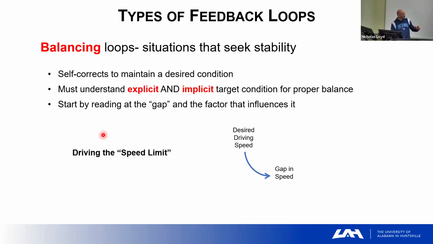influences. So anytime we see an arrow, it's good in our brain to say influences. My desired driving speed influences my perceived gap in speed. I want to be going 70 miles an hour. I'm going 65. The gap in speed is 5 miles an hour slower. And then my perception of the gap in speed influences my decision to either accelerate to increase speed or decelerate to decrease speed. And then that will then influence my new driving speed.